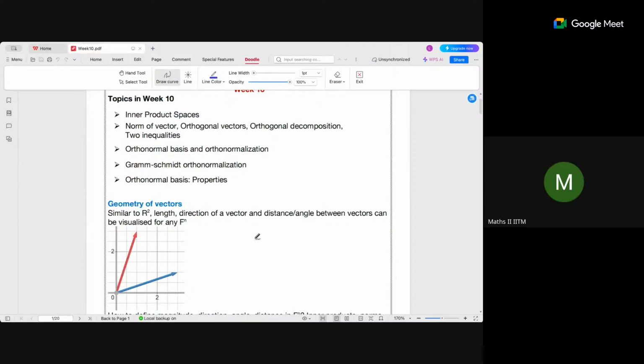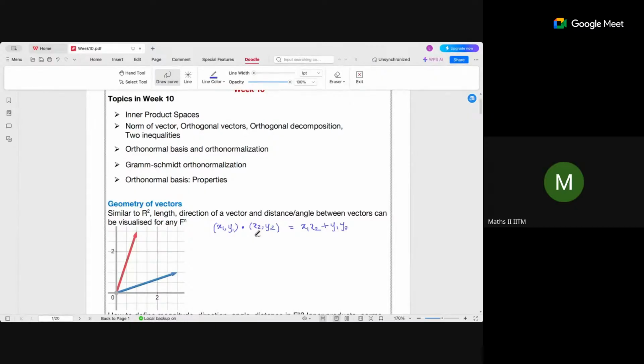So you all are already familiar with what is dot product in R2. Yes or no? How do you do dot product in R2? Suppose you have two vectors, let's say x1, y1 and x2, y2. What is the dot product of these two vectors? Yeah, x1 x2 plus y1 y2. Okay, so using dot product, can we find the angle between two vectors?